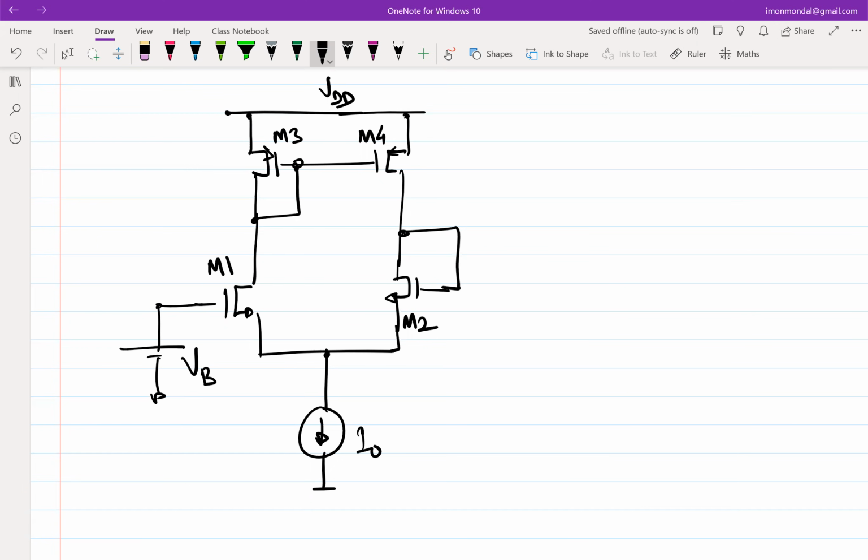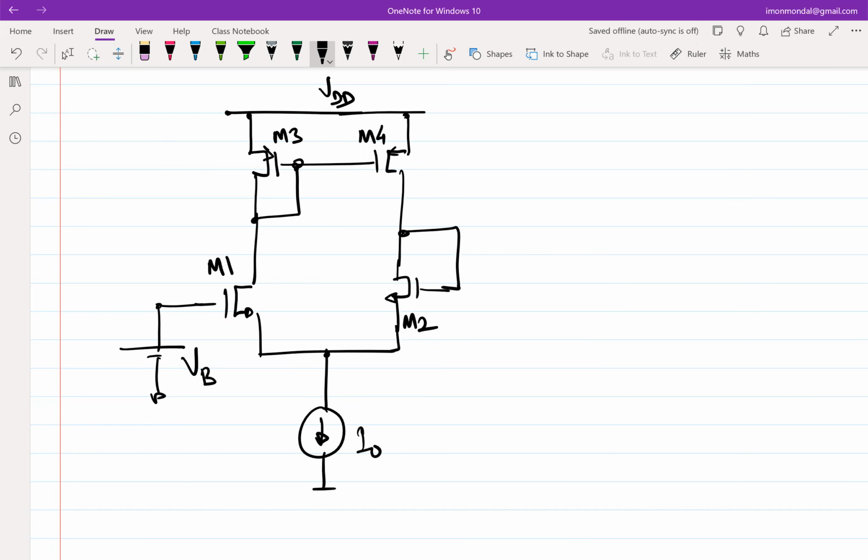If you can ensure that the left arm is biased, in that case the same current will flow in the right arm because of M3 and M4. Okay, so how will you go about arguing that? Because the VSG of M3 and M4 are the same. So if you can ensure that M1 is biased properly, then the same current will flow through M2, and M2 is already biased because it's connected.